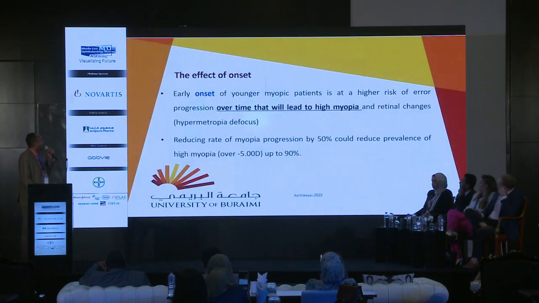The effect of onset: if you need to calculate the myopia, if you start at -1 in the first year of life and it increases by -1 yearly, the patient will reach a big number of myopia. For that, now they're speaking not about how to correct myopia. It's an easy way to correct a patient with myopia, -2 or -3. But now the headache is that the myopia increases yearly, and I need to stop this progression. Reduction of progression by 50% could reduce the prevalence, and will reduce it by up to 90%.